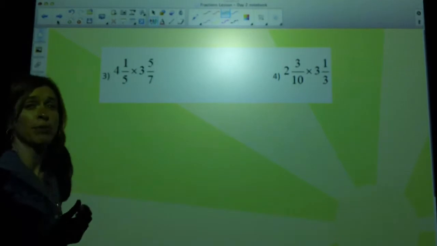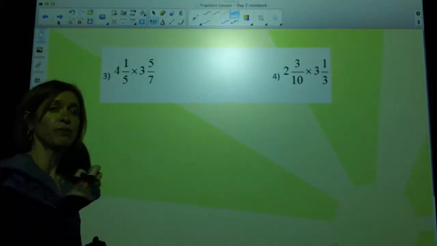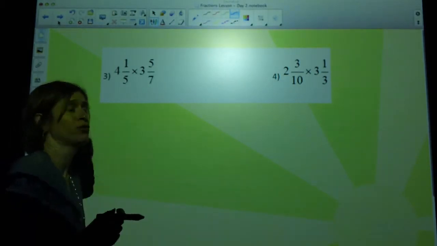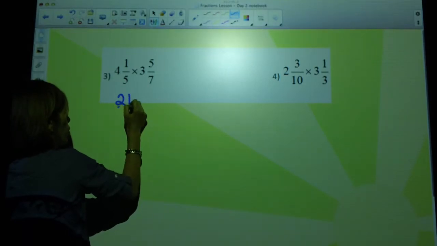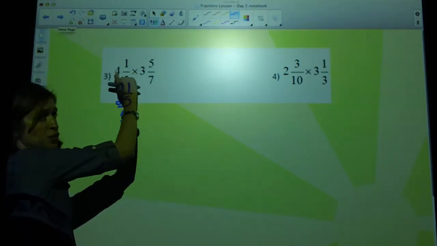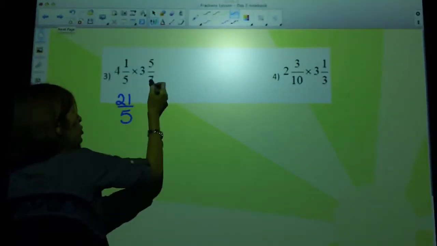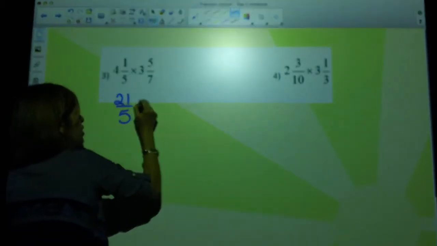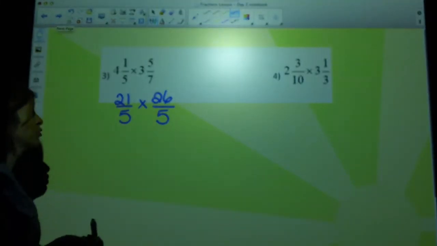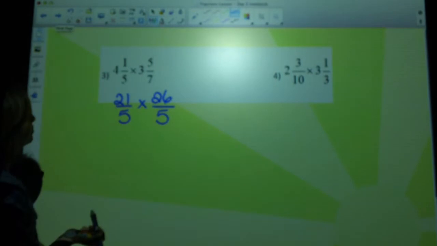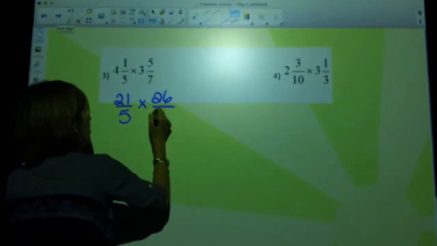All right, mixed numbers make it harder. So when you're multiplying, you have to turn mixed numbers into improper fractions. So we would turn 4 1/5 into 21 over 5. As a reminder, 5 times 4 plus 1. And we would turn 3 5/7 into 21 plus 5, so 26 over 7. Okay? I look to see if there's anything that I can cancel. Ooh, 25 over 7, sorry. 26 over 7. Thank you.